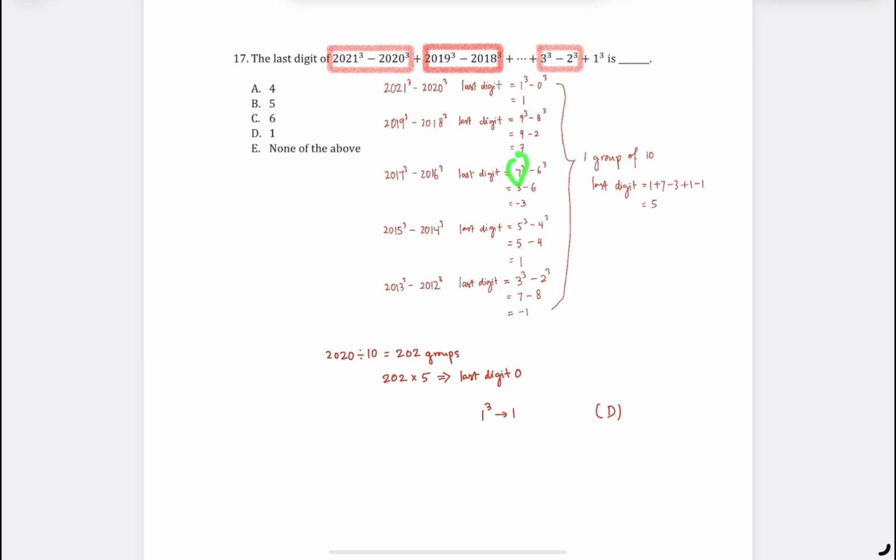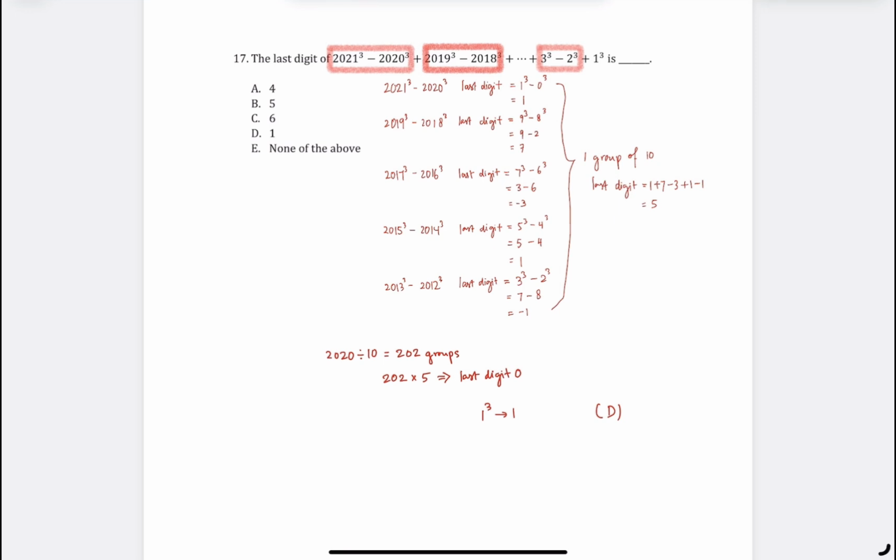Okay, so 7 cube minus 6 cube will give us negative 3. 5 cube minus 4 cube will give us 1. 3 cube minus 2 cube will give us negative 1. In total, the last digit for the group of 10 is 5.